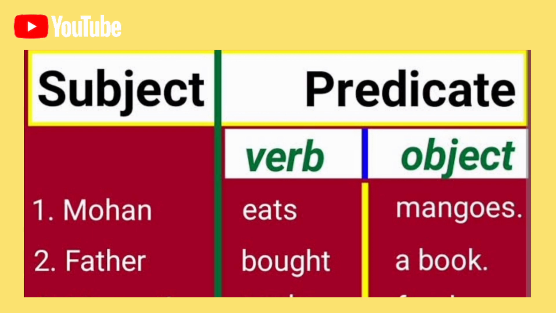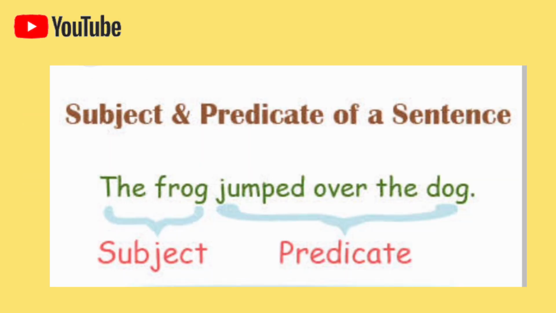Father bought a book. Father is the subject, a book is the object, and bought is the verb. The frog jumped over the dog. The frog is the subject, dog is the object, jumped over the dog is the predicate, and jumped is the action word, the action done by the frog.